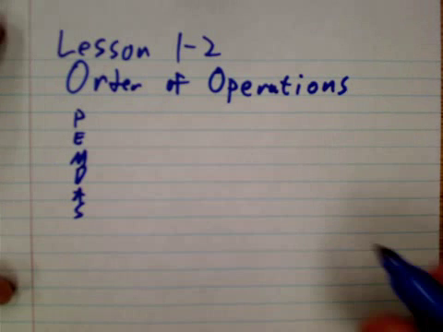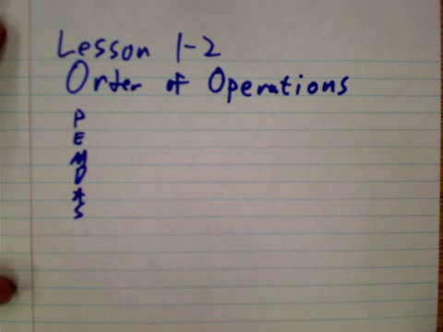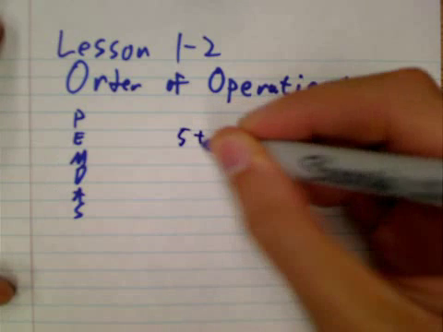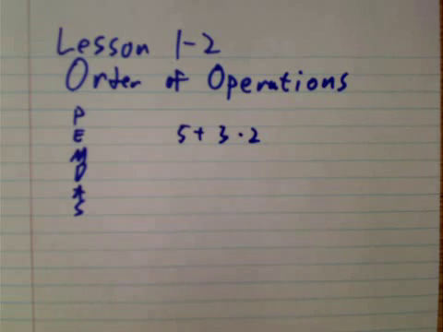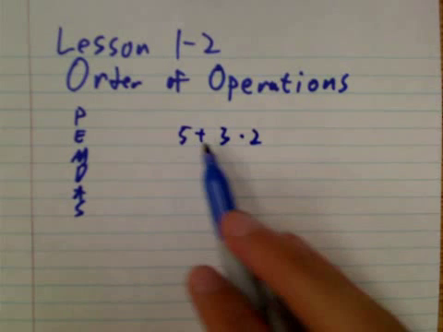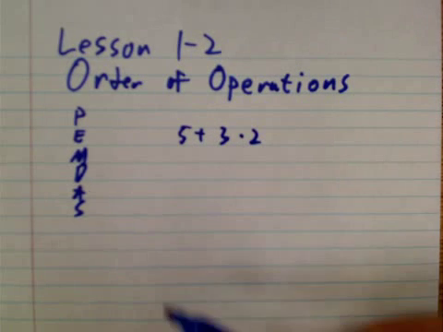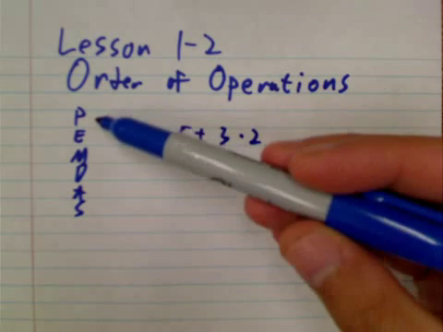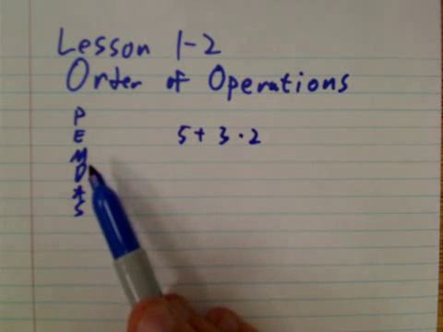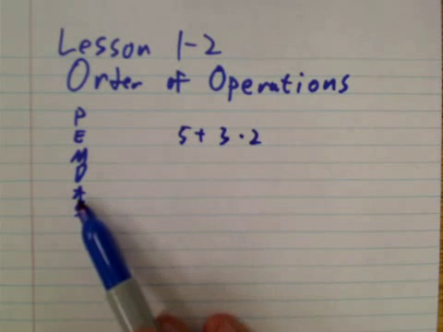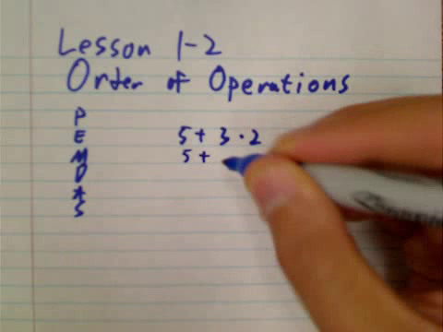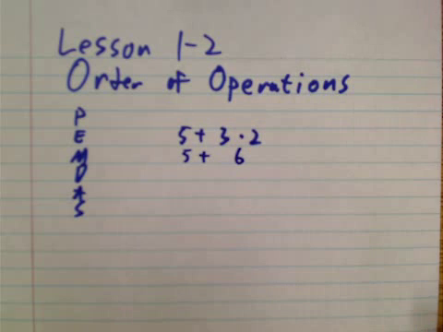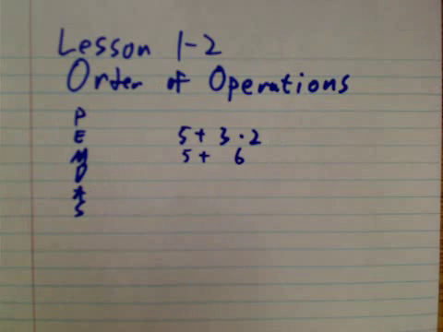So let's go ahead and start with an easier one. Let's say 5 plus 3 times 2. We have a couple of choices here. We have addition and multiplication. As I look down my list, what should I do first? I should do multiplication first before addition. So I'm going to do the multiplication first. 3 times 2 is 6. And then I'm left with only one thing to do, and so that'll be 11.